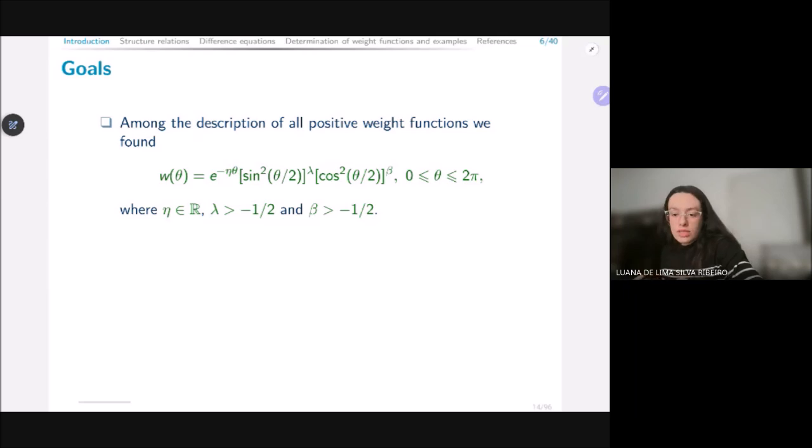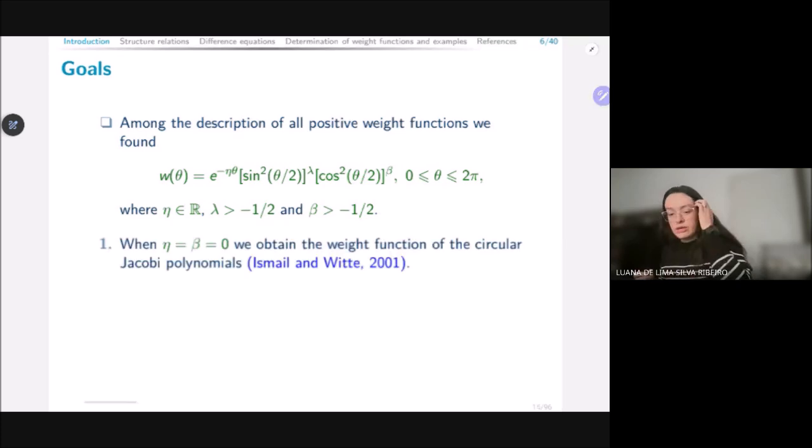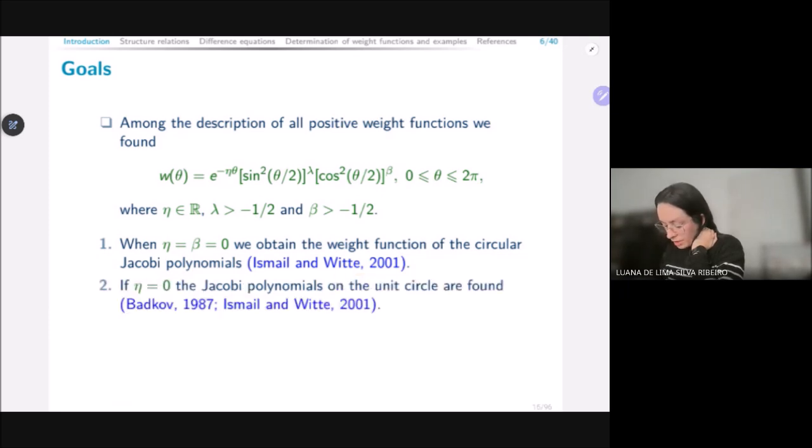Among the classification of all positive wave functions, we find an interesting example like this one, W of theta. We have here three parameters, eta, lambda, and beta. And this wave function generalizes some wave functions that are well known in the literature. For example, when the parameters eta and beta are equal to 0, we don't have this part, and also we don't have this part, we have just the sine. This is the wave function that produces the circular Jacobi polynomials, which can be found here, for example.